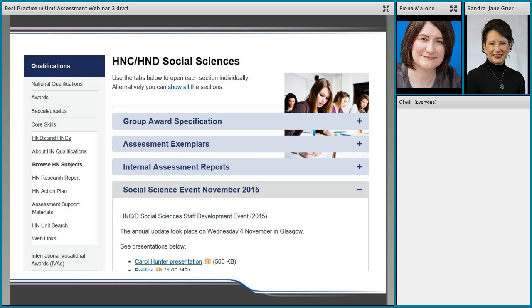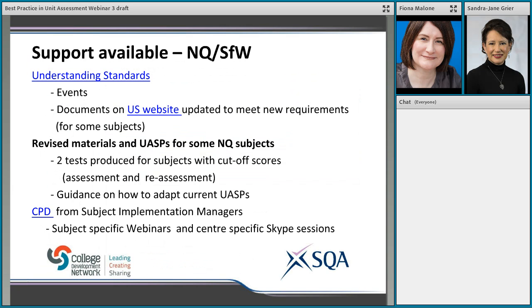So what exactly should you be looking out for? Well, in terms of support available, if you're delivering national qualification units or skills for work courses, we would suggest that you look firstly on the main SQA website and perhaps sign up to attend some of the events for teachers and lecturers that are being delivered this year through SQA's Understanding Standards programme. The web link on this slide will take you directly to that relevant page after this presentation.